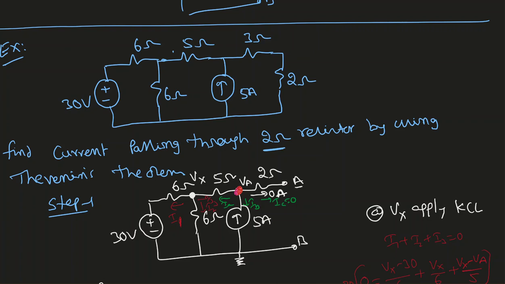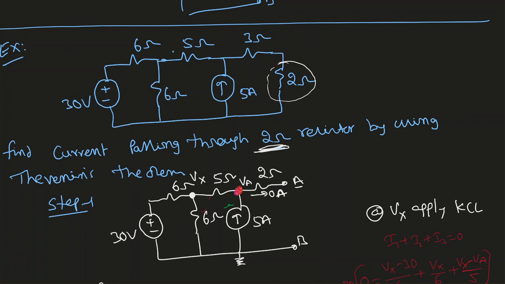Here is the second example. I'm doing the same example that we did in the first case, but this time I'm trying to find the current passing through the 2 ohm resistor. The 2 ohm resistance is right here. Trying to find the current passing through the 2 ohm resistor by using Thevenin theorem. So as usual, I'm going to follow 4 steps. Step 1, remove that resistor and label the terminals as A and B. That's what I did here, A and B.